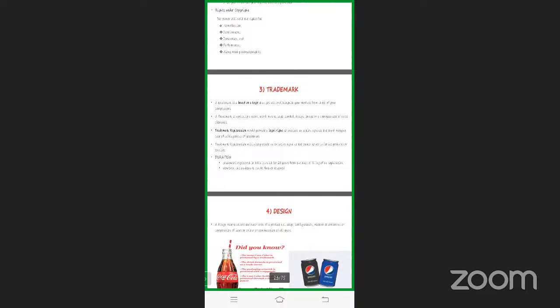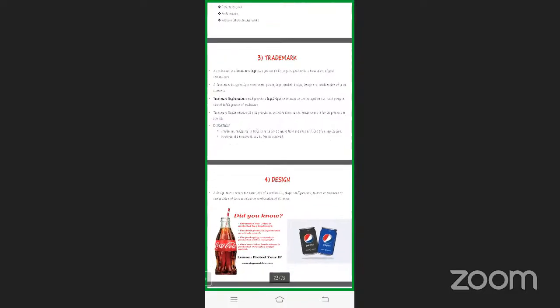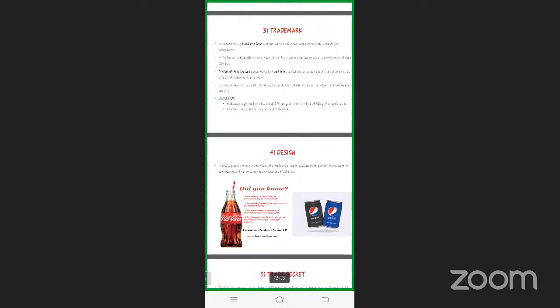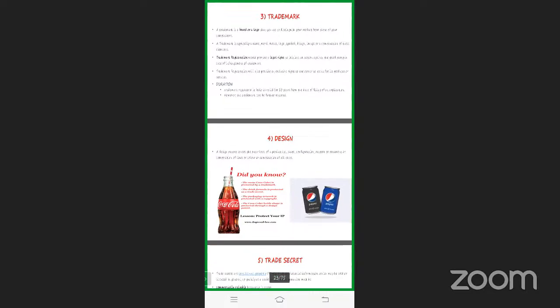The next thing is a trademark. A trademark, we all know, is a brand or a logo. It can be seen near the main symbol of many products. We can see a description like TR or something like that, which is a trademark registration. Trademark registration provides a legal right to initiate an action against a third party in case of infringement of the trademark.